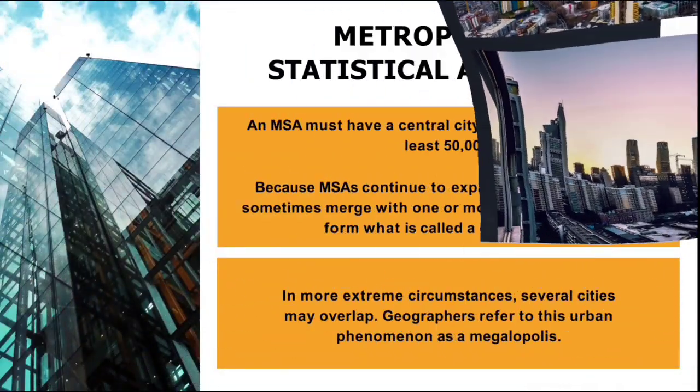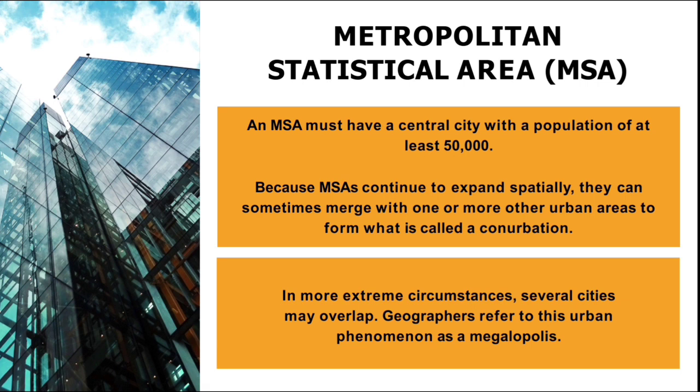Next is the Metropolitan Statistical Area or MSA. An MSA must have a central city with a population of at least 50,000. The term central city refers to that area of urban space generally known as the city or the urban core. Because MSAs continue to expand spatially, they can sometimes merge with one or more other urban areas to form what is called a conurbation. A conurbation is an extended urban area typically consisting of several towns merging with other cities.